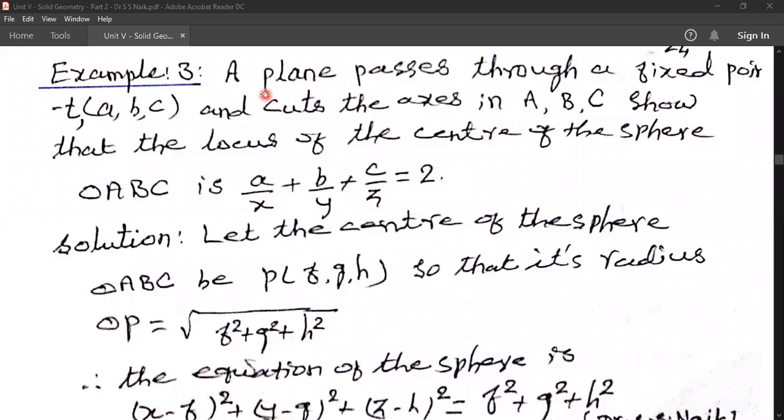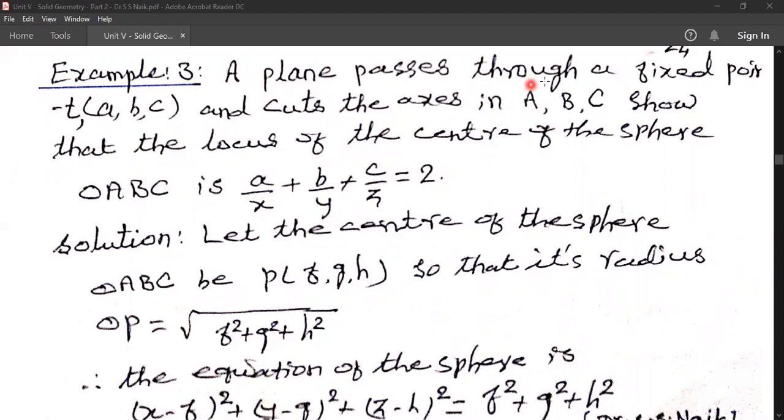Hello students, in the last video I gave 2 to 3 problems on the equation of the sphere. Now we'll continue that. We'll take the third example.